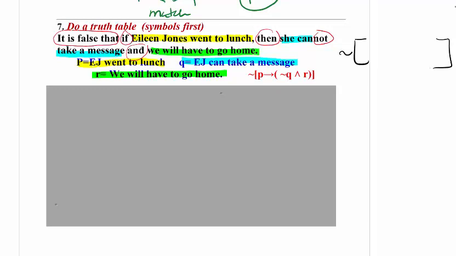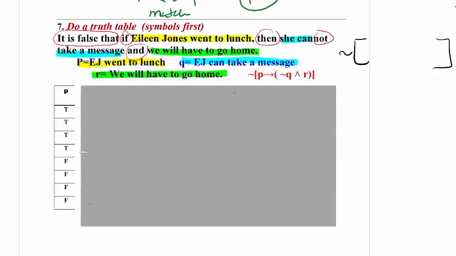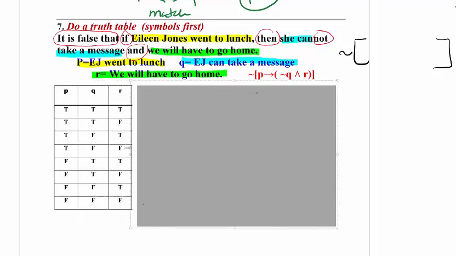So if-then: if Eileen goes to lunch, which is P, and the if-then tells me the comma, put the parentheses around what follows. She cannot take a message, so that's negation of Q, and we'll go home. It's easy to do something wrong, so once you write it down, reread it and make sure you have them. But it really does help to highlight, to circle, and do those pieces. So if we look at our truth table, we should know that we are starting with P, Q, and R, and we should have 8 possibilities for that piece.